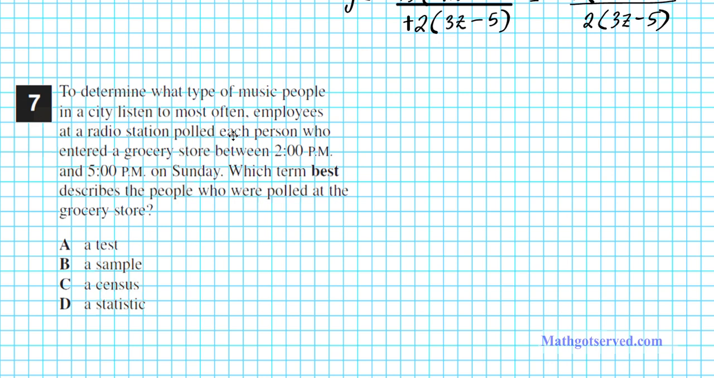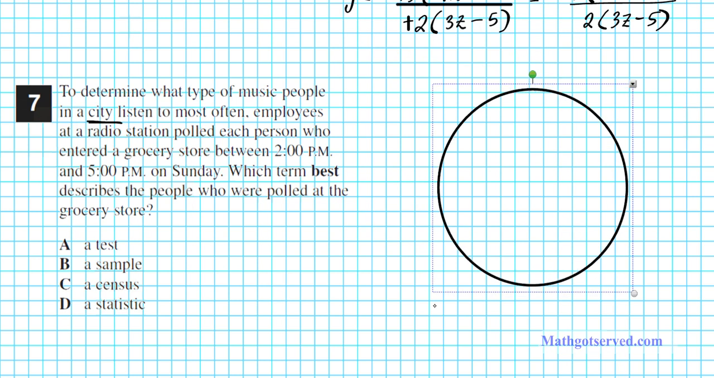Okay, so if you take a look at this problem, they wanted to get an idea of the type of music people in the city, the entire city, listen to. Okay, so let's say this circle represents the entire city. Now, what did they proceed to do? They polled people who entered a grocery store in the city. Okay, so we have a grocery store in the city. It represents a fraction of the population of the city.